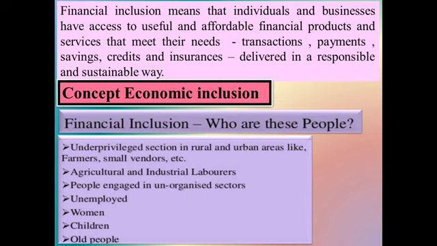Financial inclusion means that individuals and businesses have access to useful and affordable financial products and services that meet their needs. Transactions, payments, savings, credit and insurance delivered in a responsible and sustainable way. Concept of economic inclusion. Financial inclusion, who are these people? Underprivileged sections in rural and urban areas like farmers, small vendors, etc. Agricultural and industrial laborers, people engaged in unorganized sectors, unemployed, women, children, old people. So these people are included in financial inclusion.